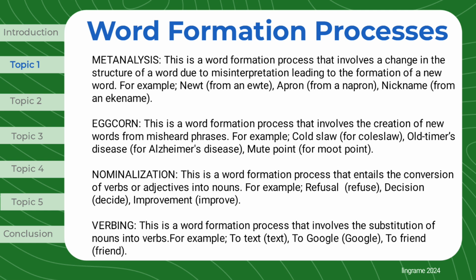Eggcorn. This is a word formation process that involves the creation of new words from misheard phrases. For example, coleslaw, for cold slaw; old-timer's disease, for Alzheimer's disease; mute point, for moot point.